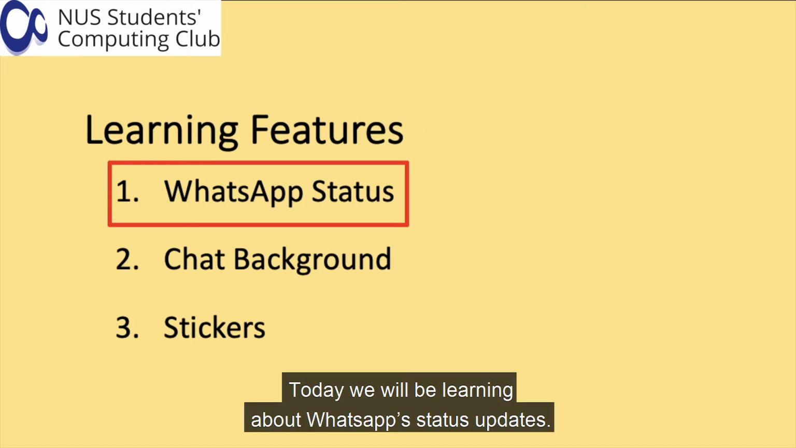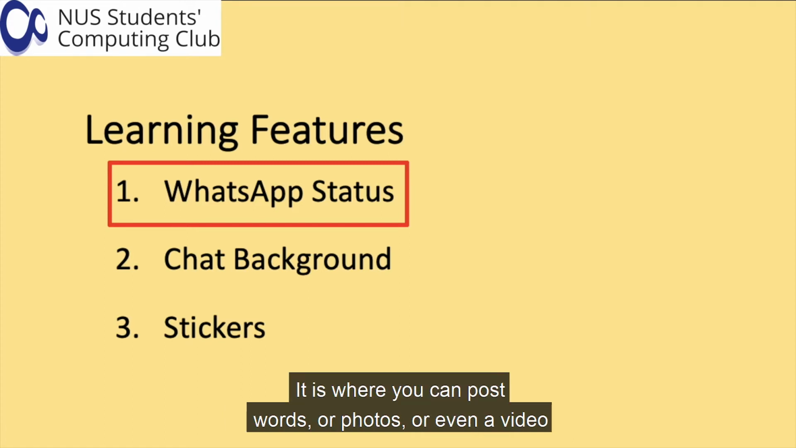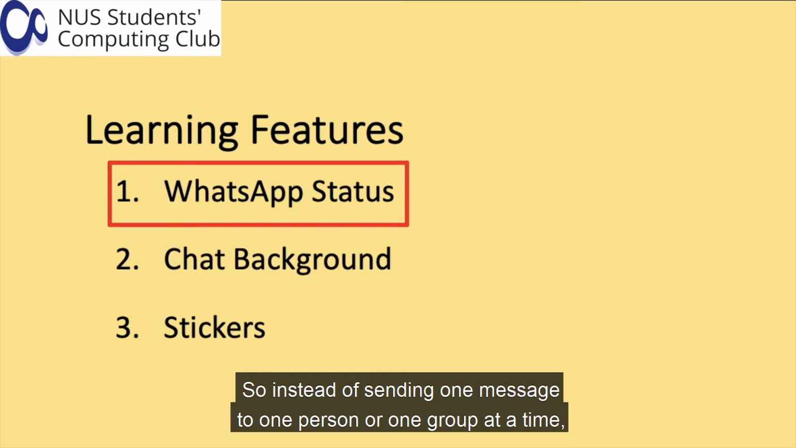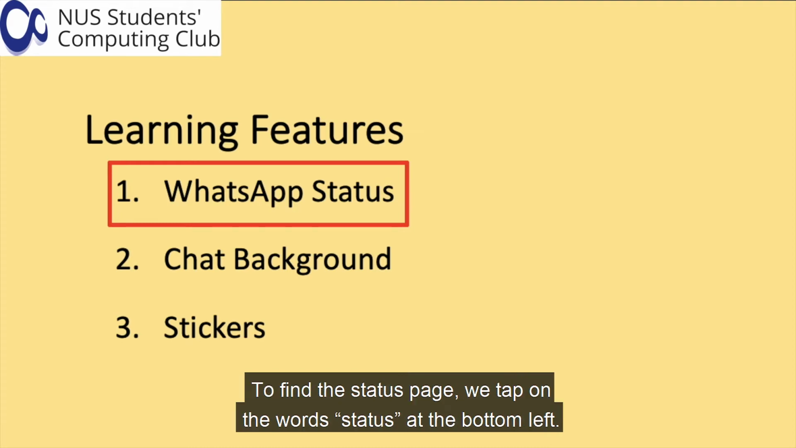Today, we will be learning about WhatsApp status update. Status update is like a Facebook post. It is where you can post words or photos or even a video which you want to share with everyone who adds you on WhatsApp. So instead of sending one message to one person or one group at a time, status lets you share your message with everyone in your contact list.